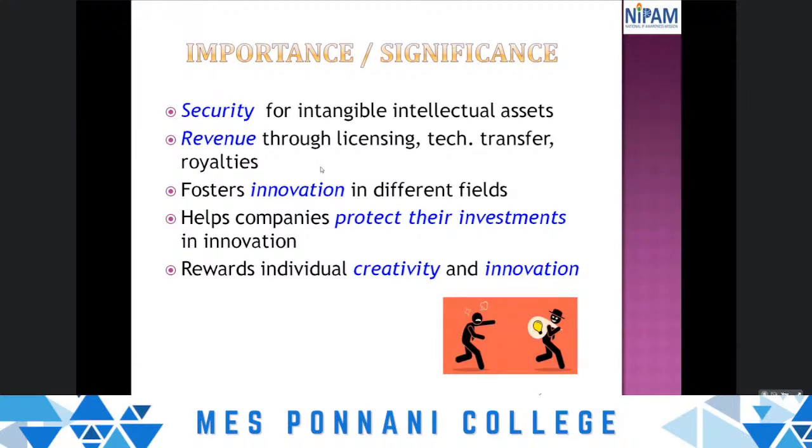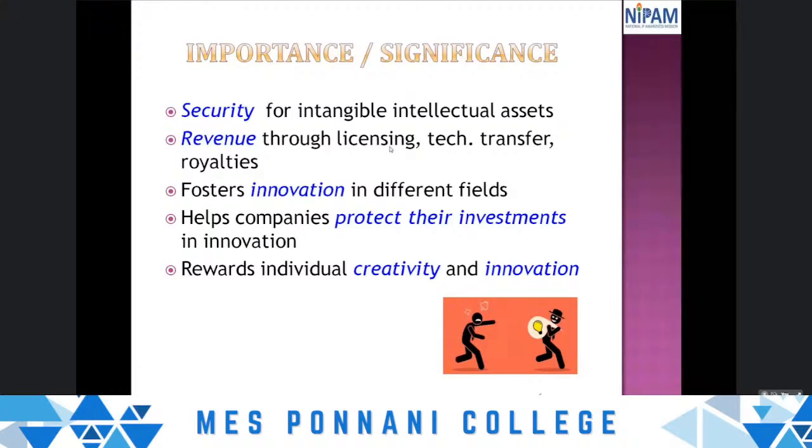Now, secondly, it acts as a source of revenue. There are multiple sources of revenue connected with intellectual property rights. A few sources of revenue are listed here. For example, licensing. Suppose you have developed a new technology, but you feel that you do not have the legal acumen or the business acumen to market that technology. So what you can do is approach a company which is already established in that field. Then that company can make use of your technology, manufacture a product and market that product. In this way, you are licensing your technology to a company.